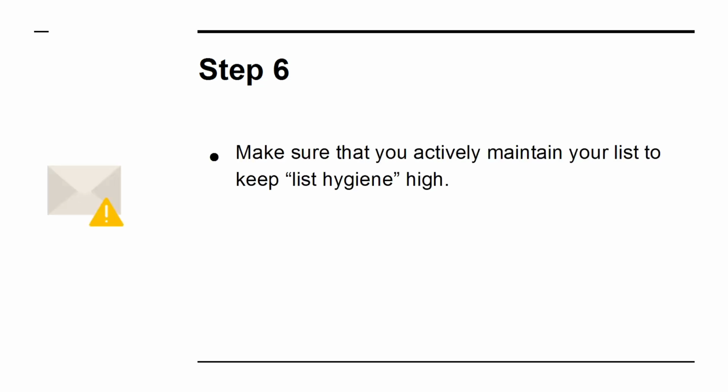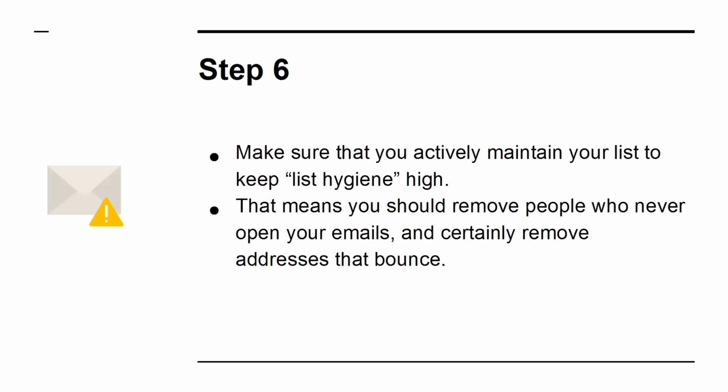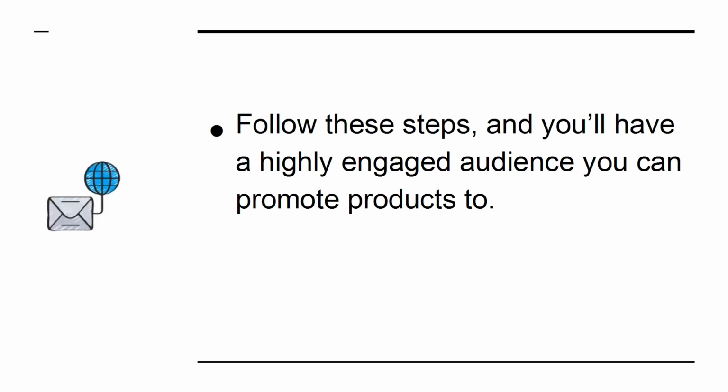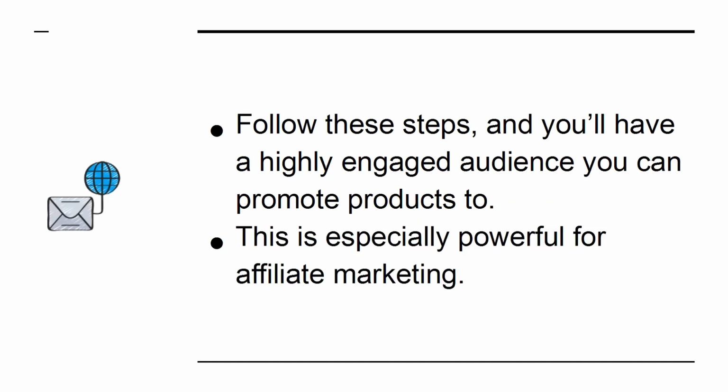Step 6. Make sure that you actively maintain your list to keep list hygiene high. That means that you should remove people who never open your emails, and certainly remove addresses that bounce. Your aim is to make sure that your IP does not get blacklisted. Follow these steps and you'll have a highly engaged audience you can promote products to. This is especially powerful for affiliate marketing.